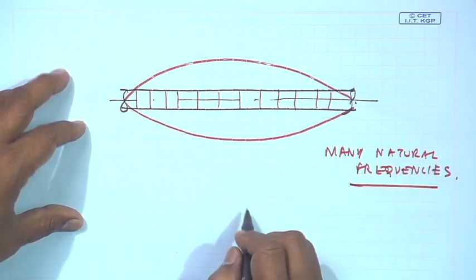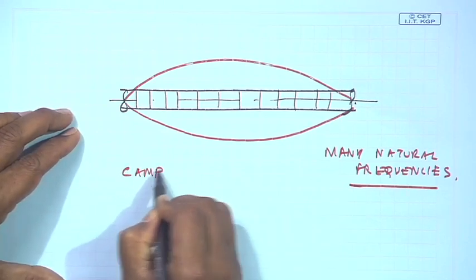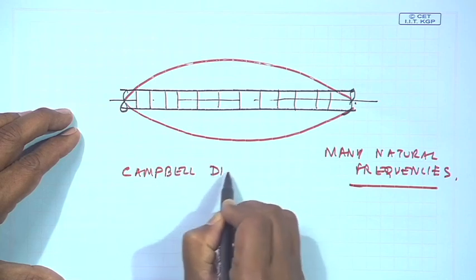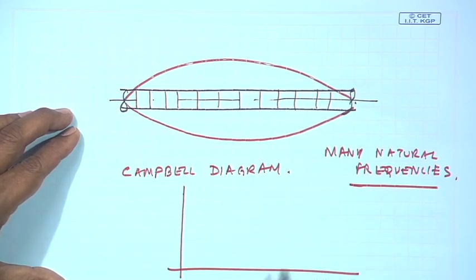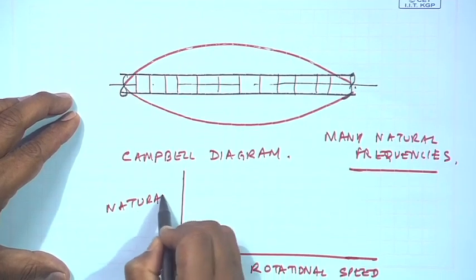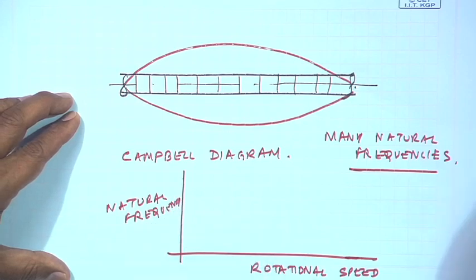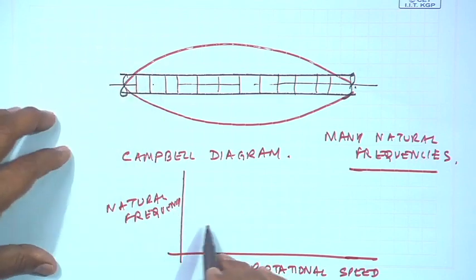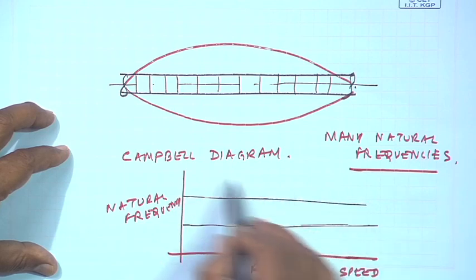So, there is a very important diagram which is used in rotordynamics, which is known as the Campbell diagram, which plots the rotational speed to the different natural frequencies of the system. So, a shaft like this will have many natural frequencies, these are all horizontal lines. Okay.